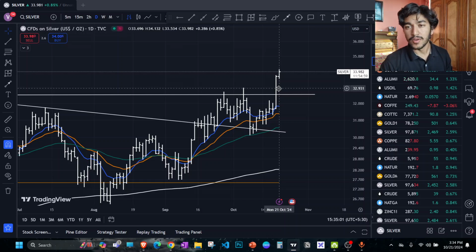Many people do intraday trading. Many people use these as a hedge for the equity portfolio and a bit for diversification as well.